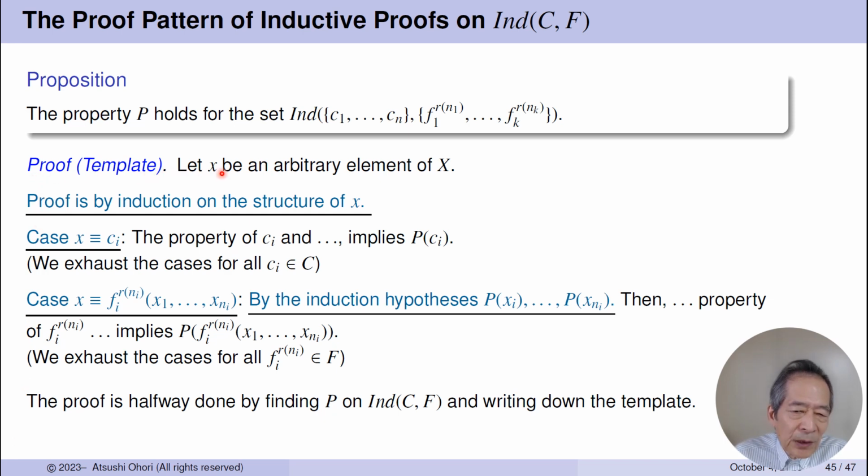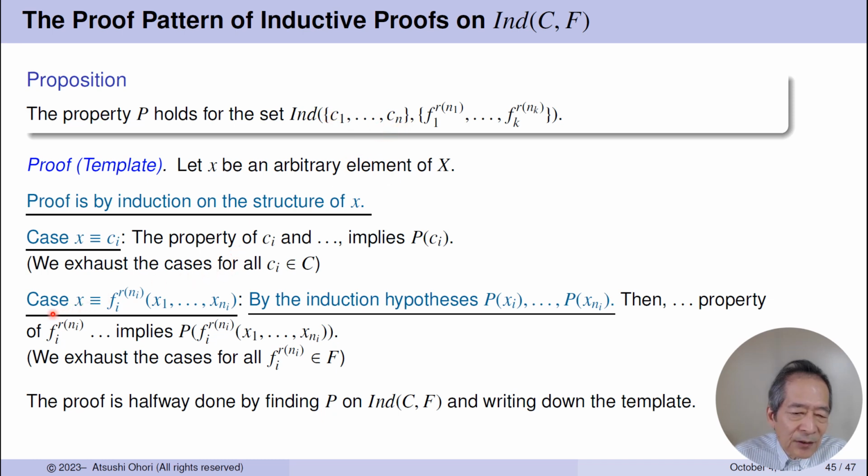First you pick an arbitrary element from this inductive closure, and then say the following: the proof is by induction on the structure of X, and do case analysis for these constants. For each constant, you do case analysis. For example, if X is equal to Ci, then using the property of Ci, you directly show P of Ci, and you exhaust all cases for all Ci in this given set of constants.